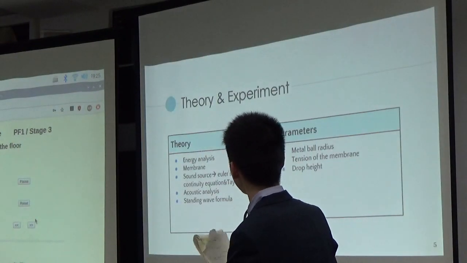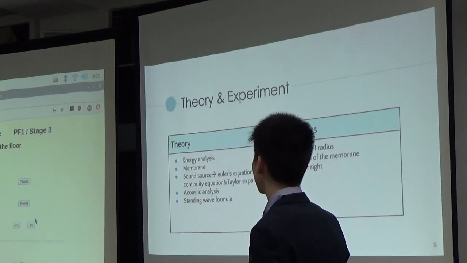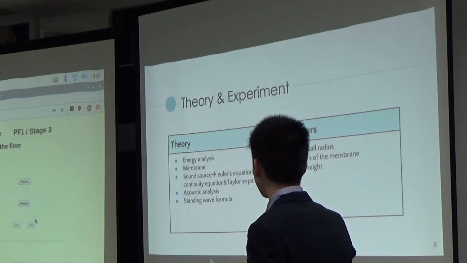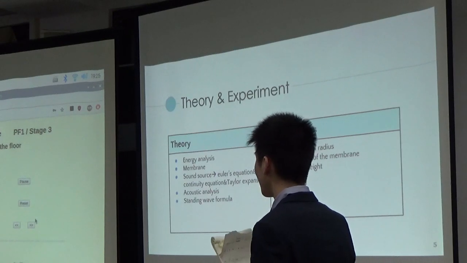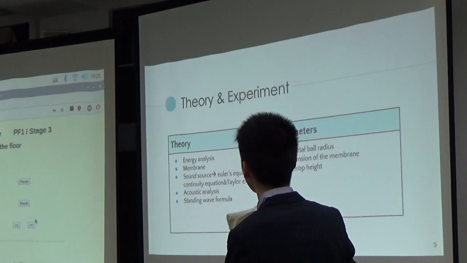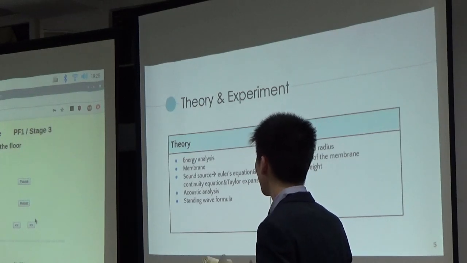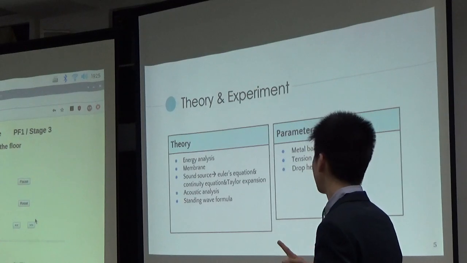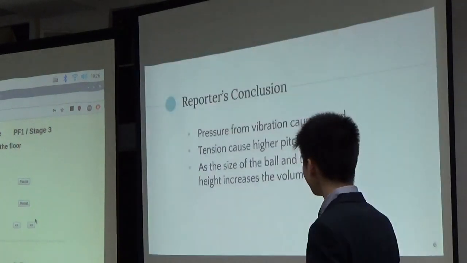And now is their theory and experiment. For the theory, they start with energy analyses, and they do experiments with their membrane. For their sound source, they use the Euler equation and continuity equation, and also Taylor expansion to explore the sound. They also use acoustic analysis and the standing wave formula to calculate. For the parameters, they use the metal ball radius, the tension of the membrane, and the drop height.